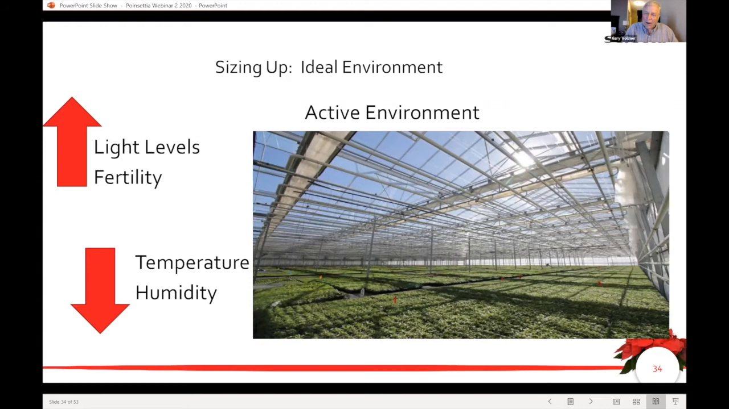So you want higher light levels. If you have high light levels and low humidity, your fertility has to match because they're going to be growing actively. And that's what we call the butter zone. That's where it's really good.